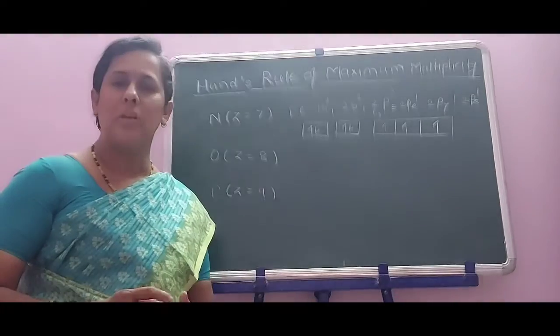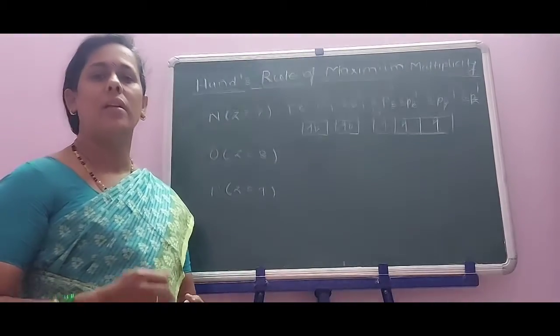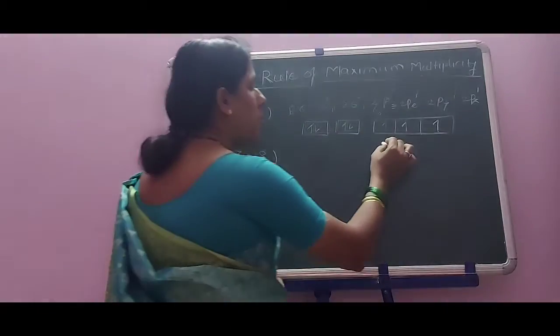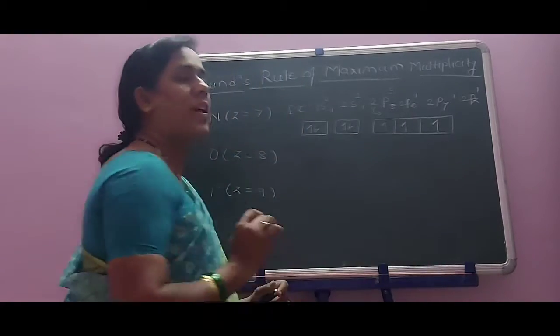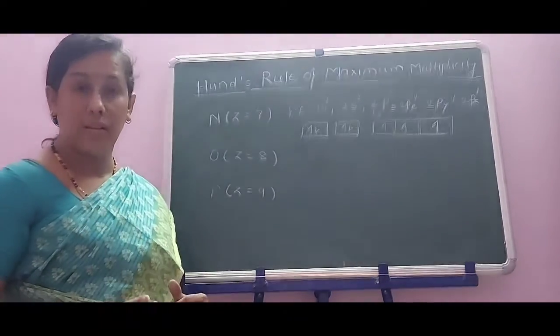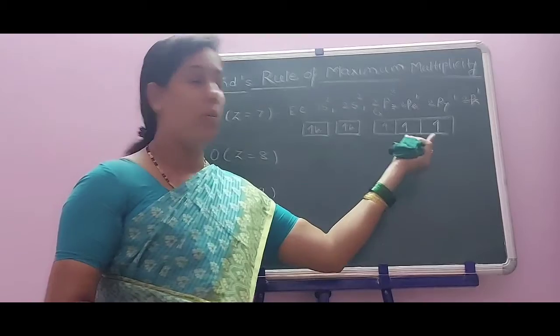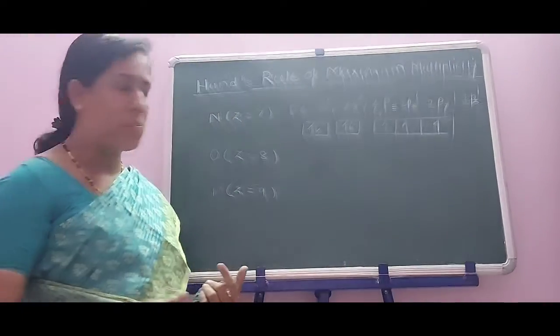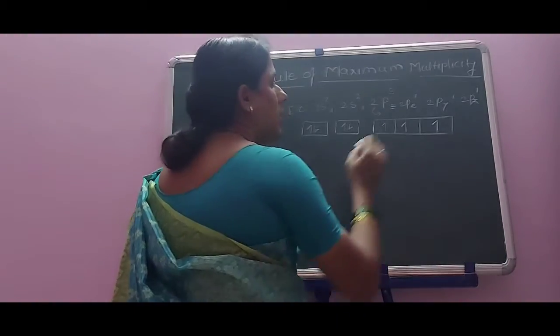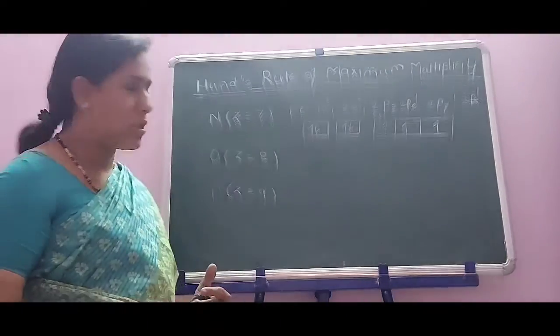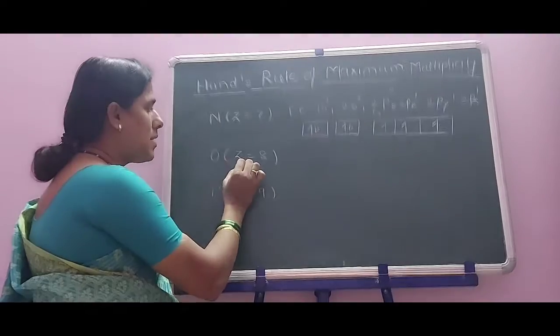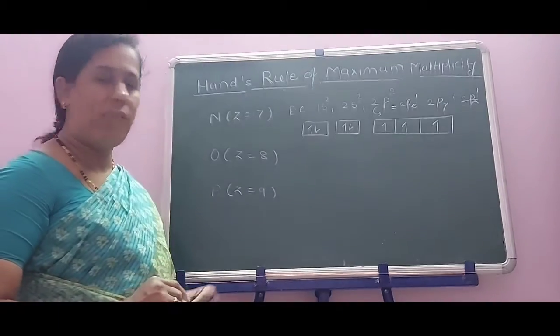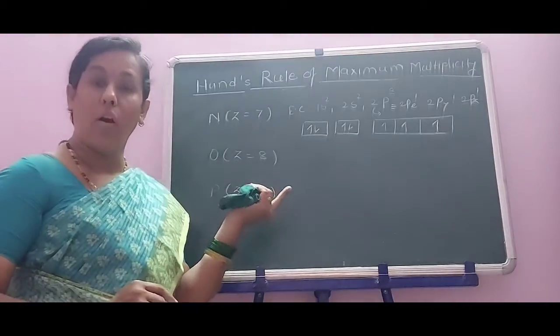Again, I will remind you of the statement: when degenerate orbitals are available, the filling of electrons with parallel spin is possible in each subshell, and only then should pairing be possible. Now, the pairing will start in which orbital of which element? That is oxygen.